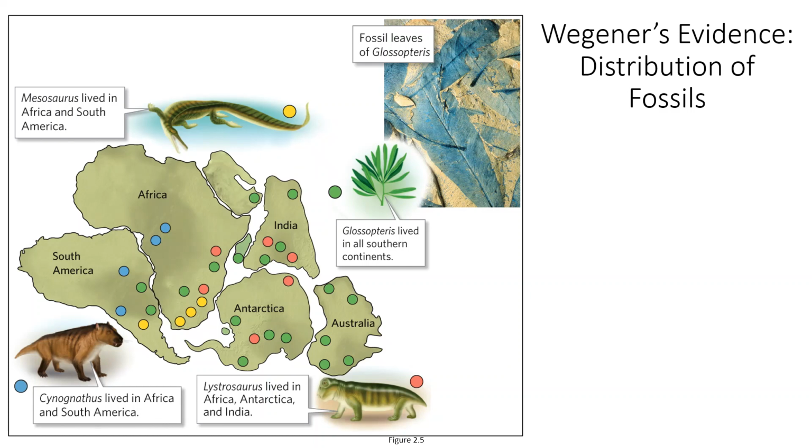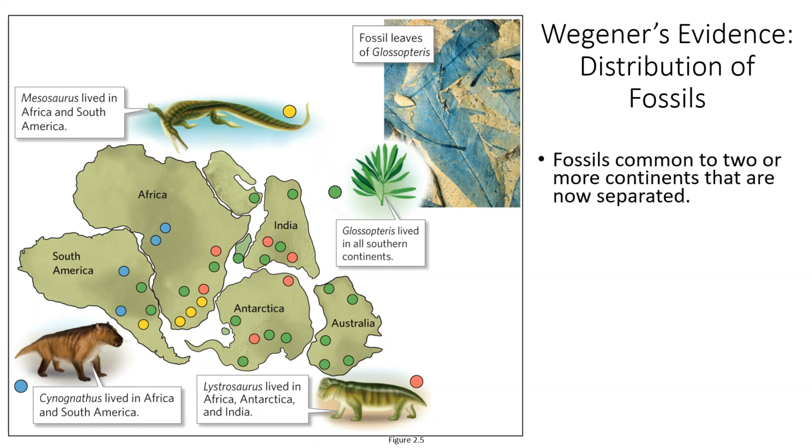We also have the distribution of fossils across continents. So Wegener found that there were many fossils common to 2 or more continents that are now separated. This suggests that the continents were connected in the past.